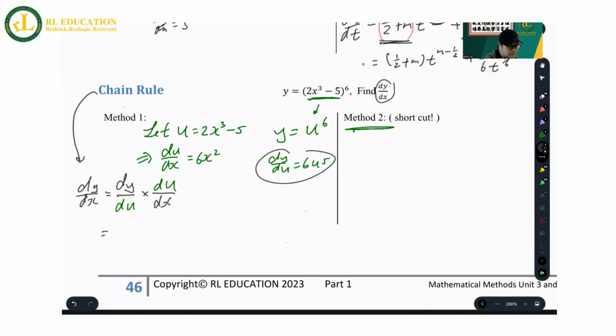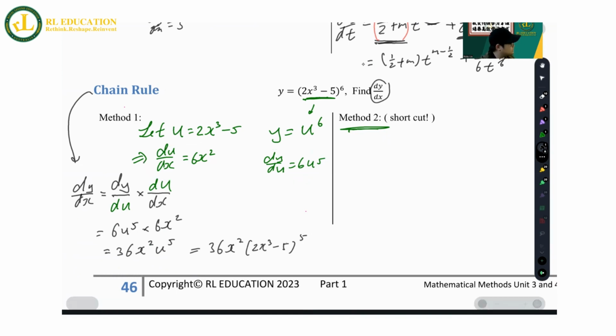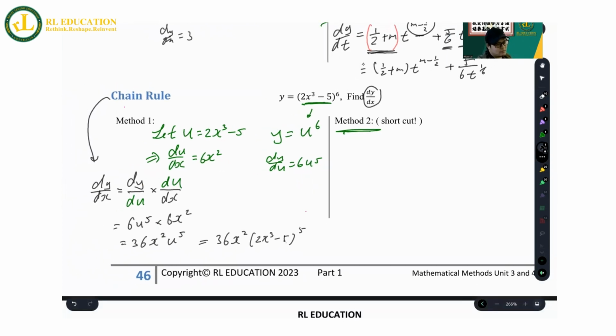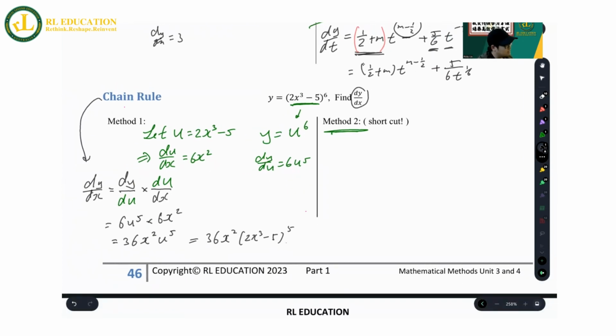So that's why in here, the next step, dy dx is equivalent to dy du times du dx. Dy du I have 6u^5. Du dx I also have 6x squared. So which means, put together, 36x squared u to the power 5. U is something we left by ourselves. What is u again? U is (2x cubed minus 5) to the power of 5. Does it make sense? Don't copy first. Let me finish, then you copy in one go. So this is a proper way, but please do not use this way. Chain rule this way, you're wasting your time.